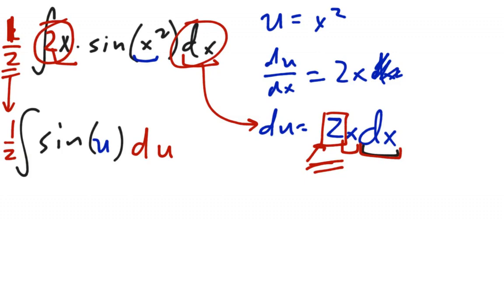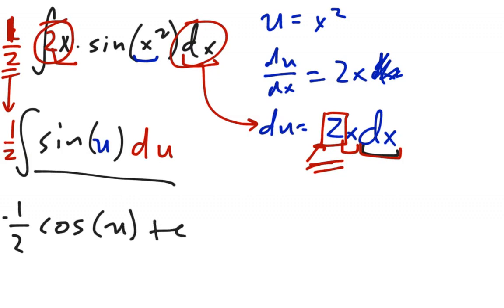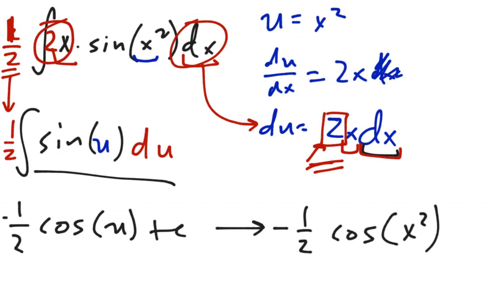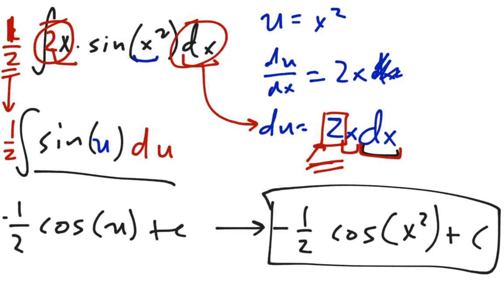Now I can finally integrate this. So I'll have 1/2. The integral of sine of u is negative cosine of u plus c. And then when I rewrite this again, I'll have negative 1/2 cosine of x squared plus c. This will be my final integral. And you could double check this by taking the derivative, and you'll notice that when you get that 2x coming out, the 2 will cancel with this 1/2. That's why we had to introduce it here.